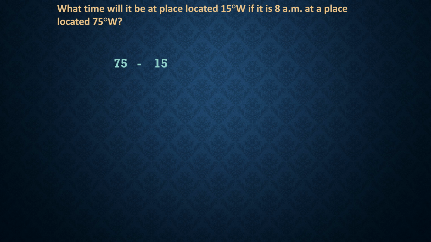This is what we're going to do. We are going to simply subtract the place located at 15 degrees west from 75 degrees west. Therefore, it will be 75 minus 15 all over 15 degrees. Once again, we use 15 degrees to divide whatever the working out is going to be, because 15 degrees is equal to 1 hour. Therefore, we get 60 when we subtract 15 from 75 all over 15 degrees, which will give us 4 hours.